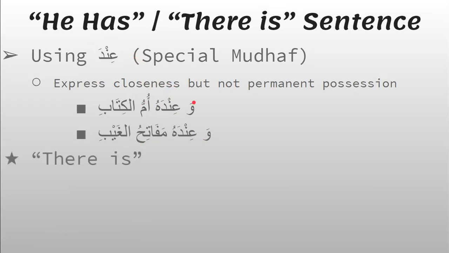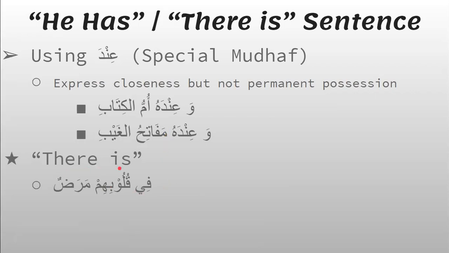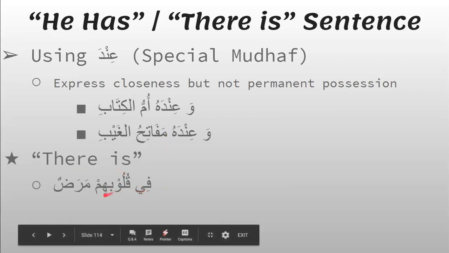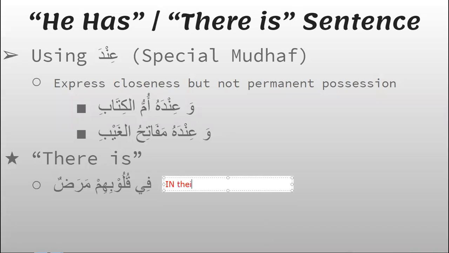And if you see fi at the start of a sentence, they will translate that as there is. Fi qulubihim maradun: in their heart a disease. The literal translation would be in their heart is a disease, but if the fi comes first in the sentence, they will translate it as there is. There is a disease in their heart.